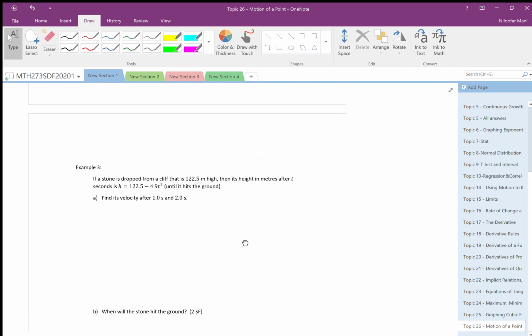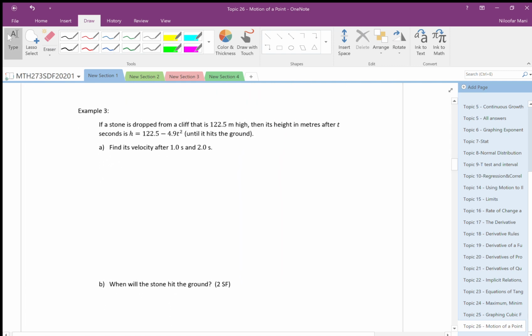So now I continue here. Look at the function. It means something is dropping off. It says a stone is dropping off from a cliff which is 122.5 meter high, and it depends on the gravity and all those things. So you have the formula here. We don't talk about how we found the formula and the reason, we just do the math part.